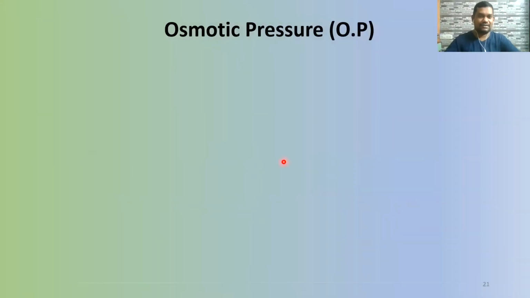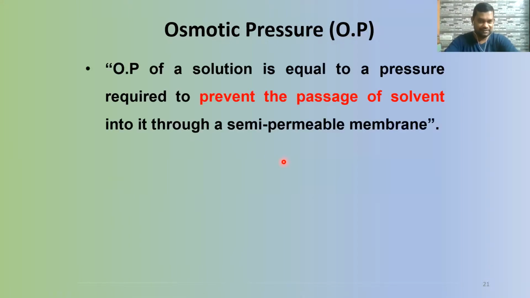Okay. Now there is something called osmotic pressure, also called OP. पहले जो देखा था that was diffusion pressure. So OP क्या है? Simply to understand, osmosis हो रहा है cell के अंदर. But if I want to prevent the osmosis from taking place, I need to apply some pressure. That is osmotic pressure.